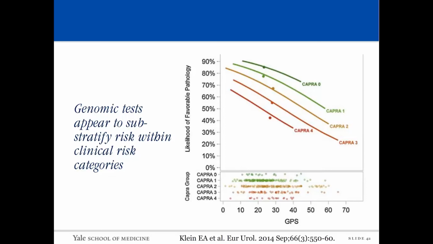I discussed this yesterday briefly, about the role of genomic testing at initial diagnosis and making considerations for who might be a candidate for surveillance. We discussed that genomic tests might appear to substratify risk among clinical risk categories by offering some additional genomic information.